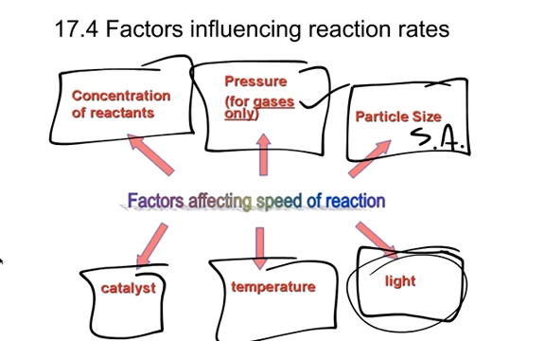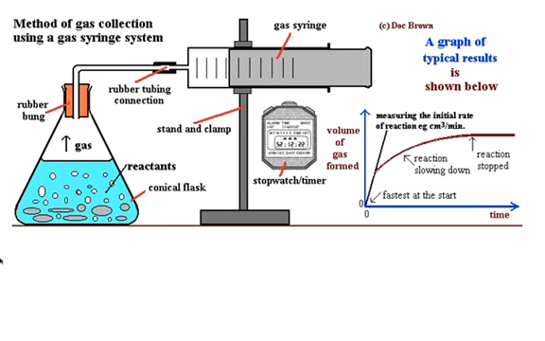And normally it's biological reactions that are influenced as far as light, but there can be chemical reactions that we look at as well that can be affected by light. First, though, let's look at how do we measure a reaction rate. What is a reaction rate?